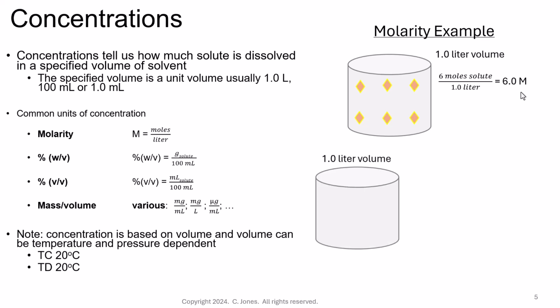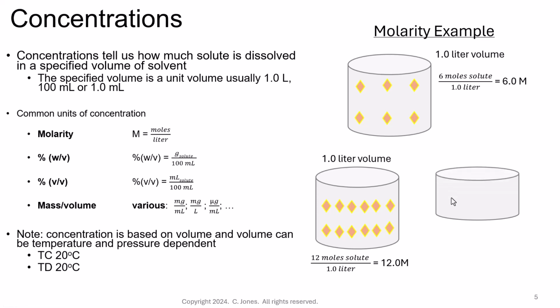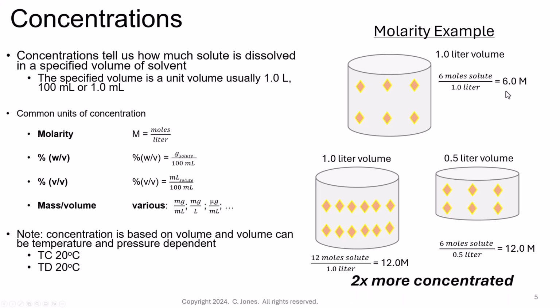To get a different concentration, there are 2 ways that we could do this. We could increase the number of moles of solute. So in this case, we put in 12 moles of solute in the same 1 liter unit volume, and so our concentration is 12.0 molar. Or we could put the same number of moles, but in a smaller volume, in this case, 1/2 of a liter or 0.5 liters. And so now we have 6 moles in 0.5 liters, or 6 moles divided by 0.5, and we still come up with 12.0 molar, and both of these are now twice the concentration of the original solution.